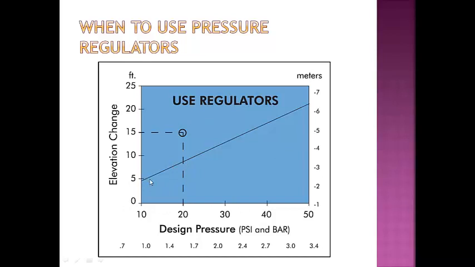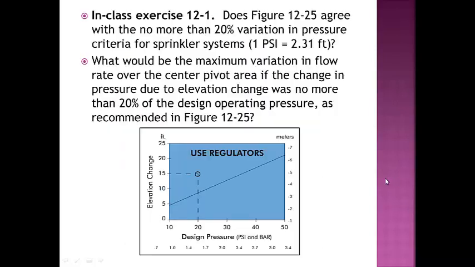This line is kind of hard to explain, but it means if you had more than 20% elevation change of your design pressure, then you would use pressure regulators. So if you had 15 feet elevation change and your design pressure was 20 psi, then you would use regulators. But if you only had 5 feet of elevation change, that wouldn't result in that much pressure variation, so you would not use pressure regulators.